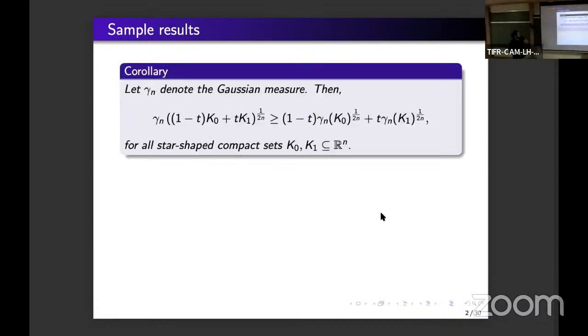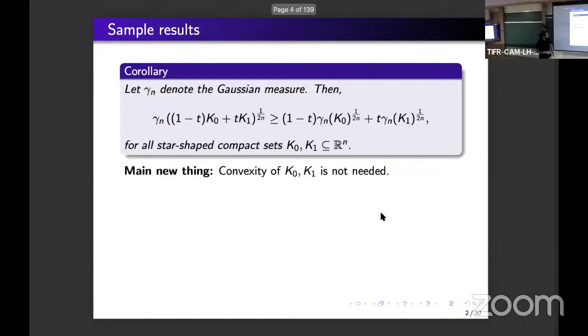So I will just in the first slide show some sample results, the kind of things that I'll prove for you today. So for example, this is a Brunn Minkowski type inequality for the Gaussian measure. This is the corollary of something that we'll see later. And so here this is for star-shaped compact sets, which I will define later what they are. And you cannot expect something like this for all compact sets, as we will see later. And the main innovation over here is that the convexity of the admissible sets is not needed. So this is the main idea here.